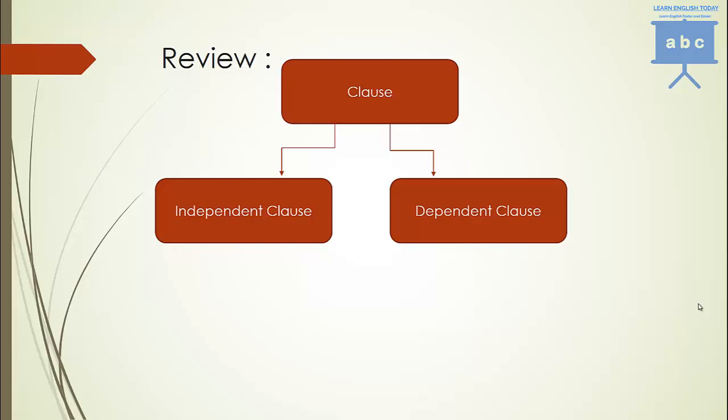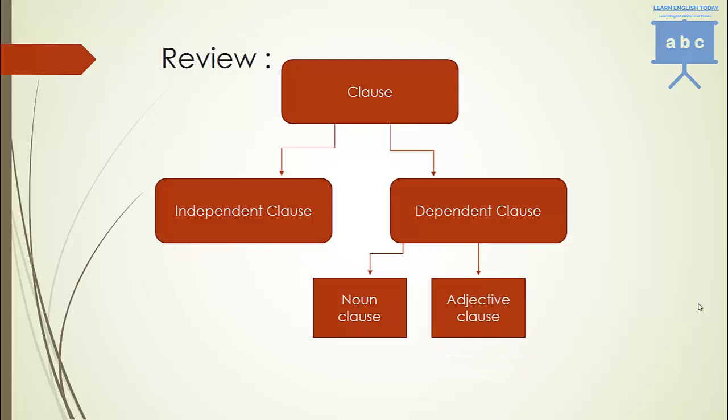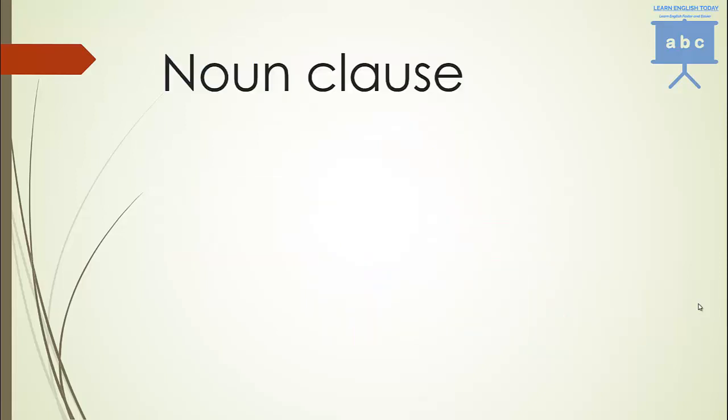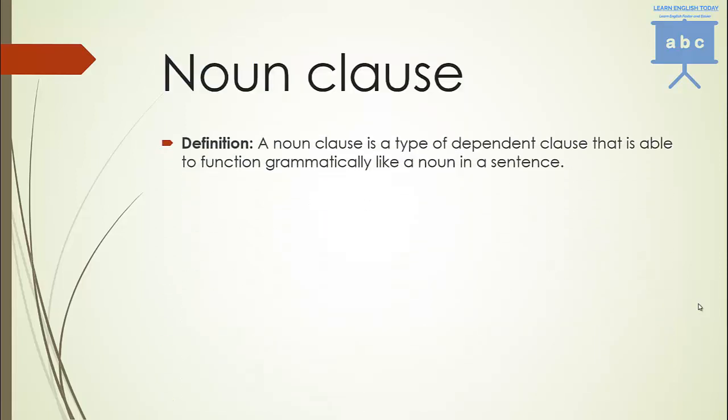Okay? A dependent clause itself is divided into three parts. The first one is the noun clause, and today we're going to discuss the noun clause. Next, the adjective clause, and the third one is the adverb clause. Okay? Let's go. What is a noun clause? Let's have the definition. A noun clause is a type of dependent clause that is able to function grammatically like a noun in a sentence. So generally, a clause that acts as a noun is called a noun clause.